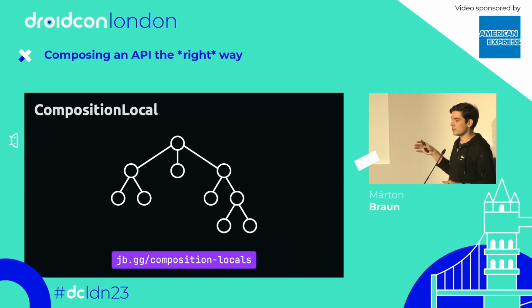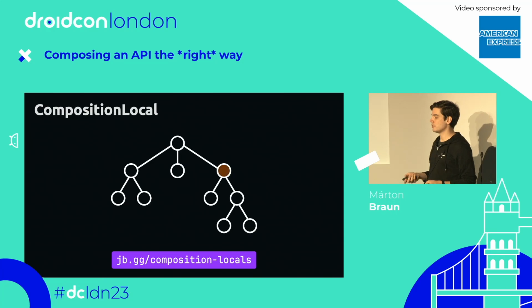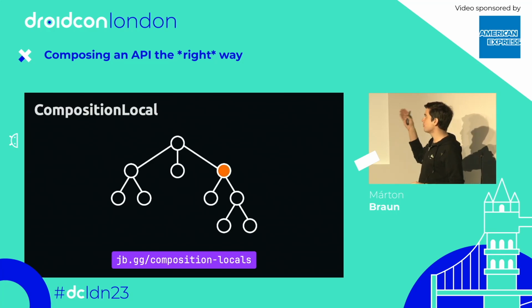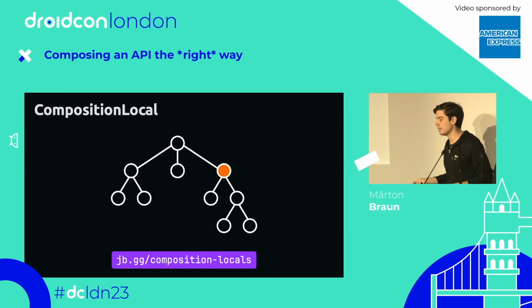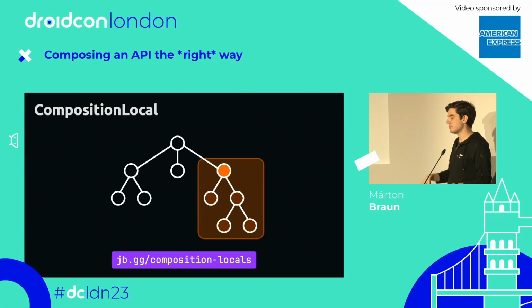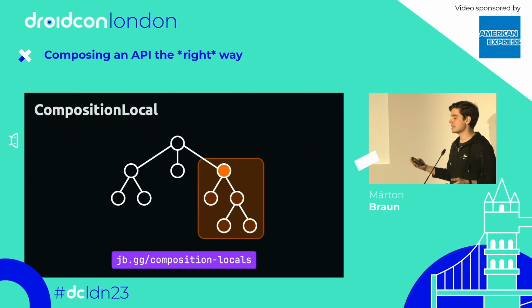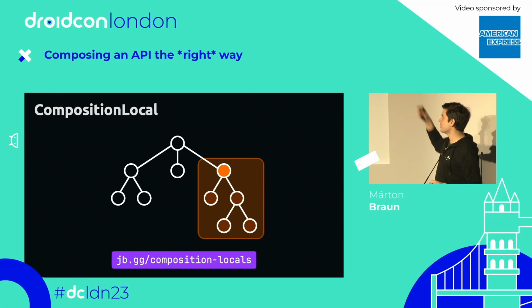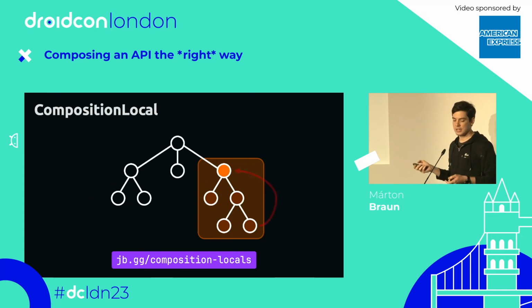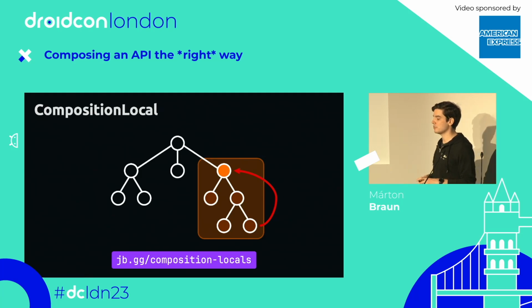But the short version is that composition locals allow you to expose data somewhere at some point in your UI tree, and then anything else nested below that point in the hierarchy will be able to access that data. So if we provide some data using a composition local, then any nodes in that subtree can reach out and grab that piece of data through the composition local APIs.